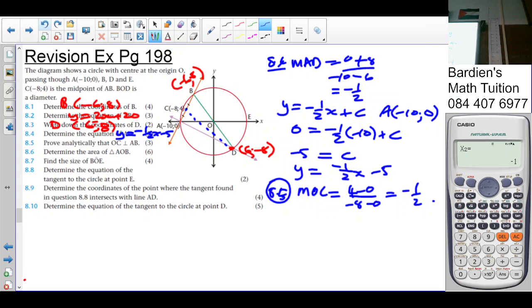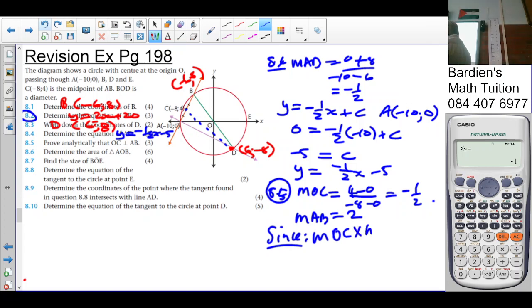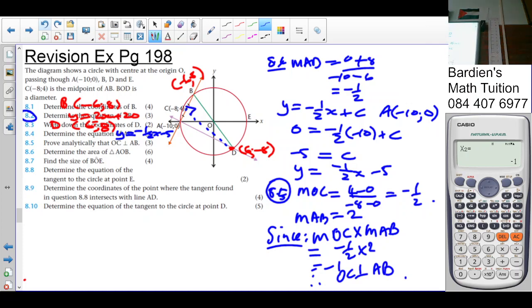We worked out the equation of AB in 8.2. So the gradient of AB was worked out to be 2. Now to conclude this sum, okay, you must get this right here. We say that since the gradient of OC times the gradient of AB is equal to -1/2 times 2, which is -1. Can you see that? Therefore, OC is perpendicular to AB. Now I can put that perpendicular sign.